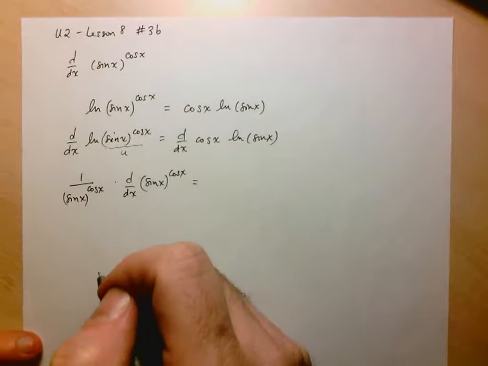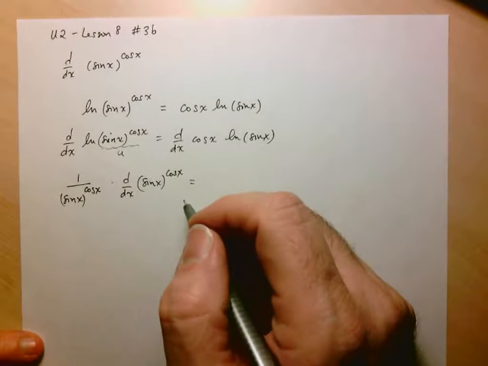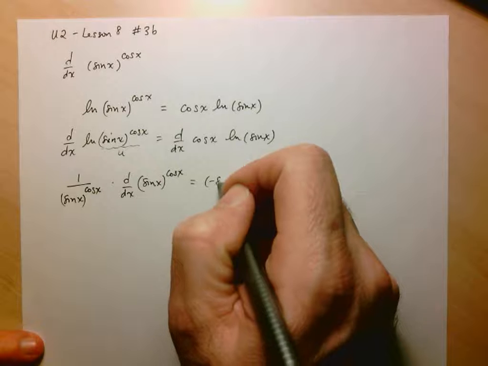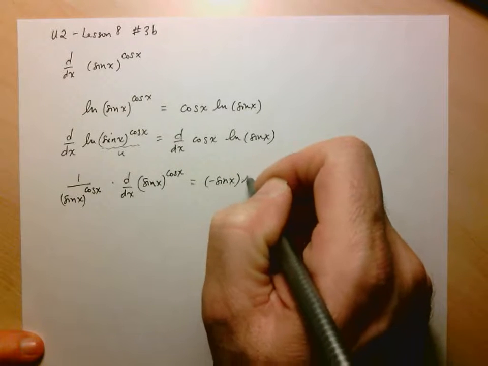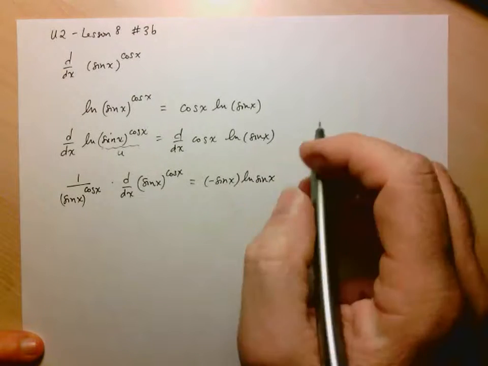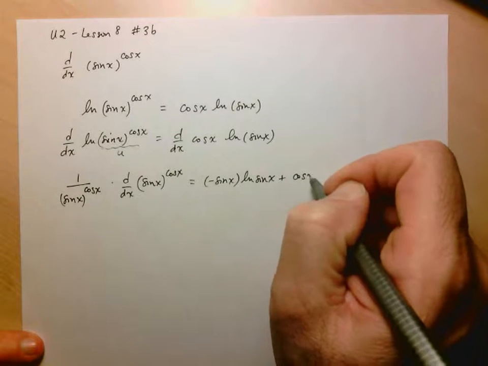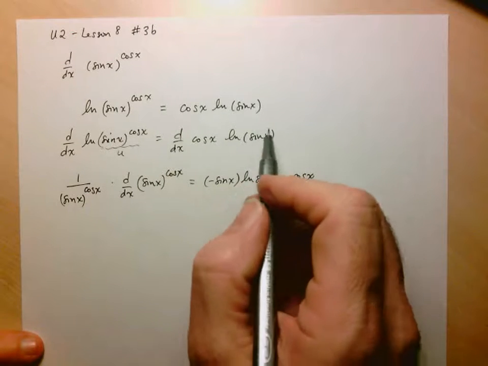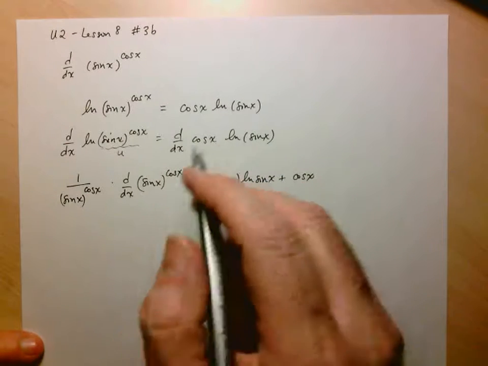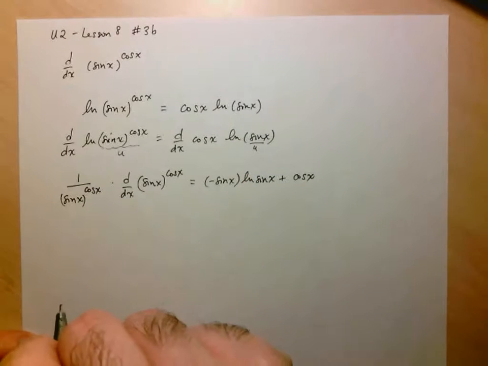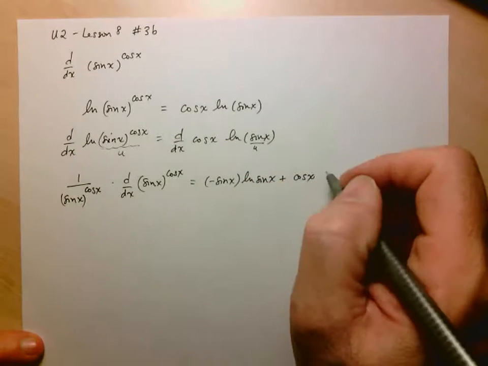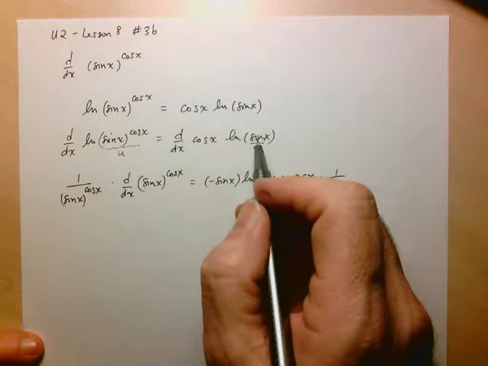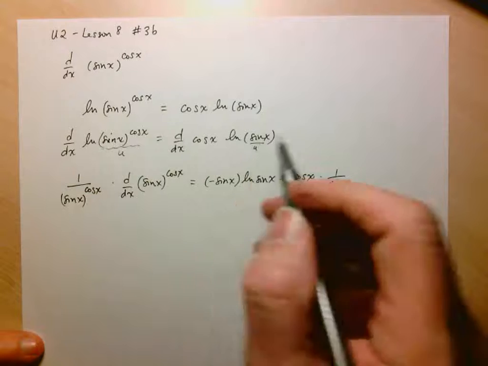On the right hand side, I'm just going to apply the product rule. The derivative of the first, cos x, is negative sine x, times ln of sine x, the second function, plus the first function times the derivative of the second function. To find this derivative, it's a composite function again, so I'm going to have to use the chain rule. This is like my u here, so the derivative of ln u is 1 over u, so 1 over sine x.